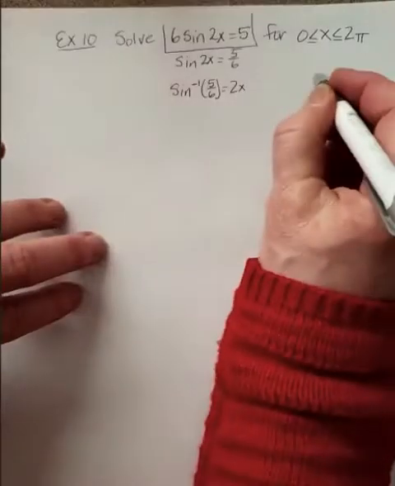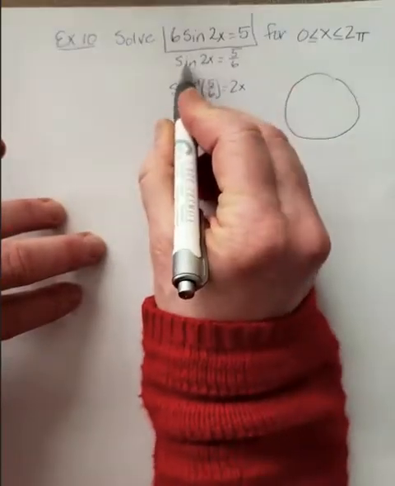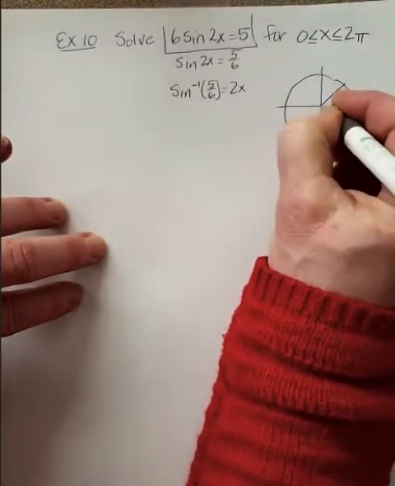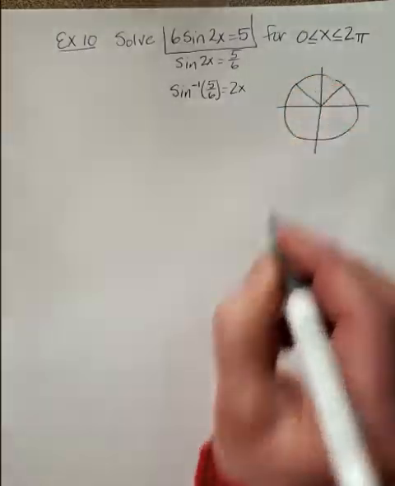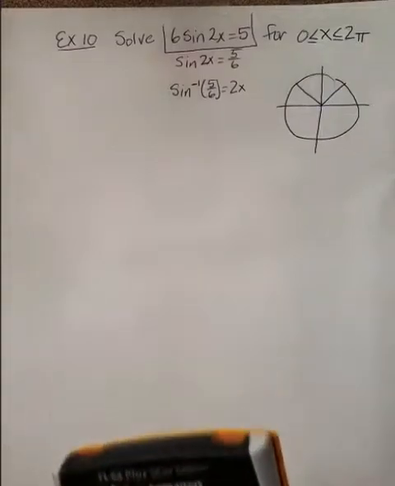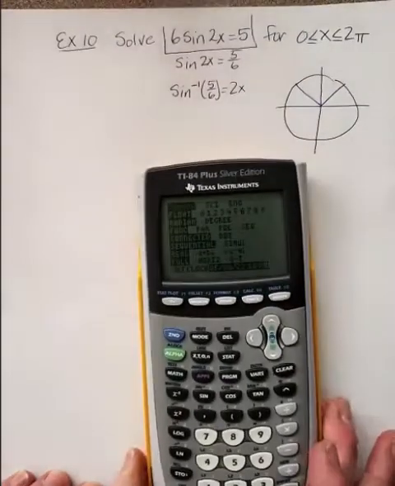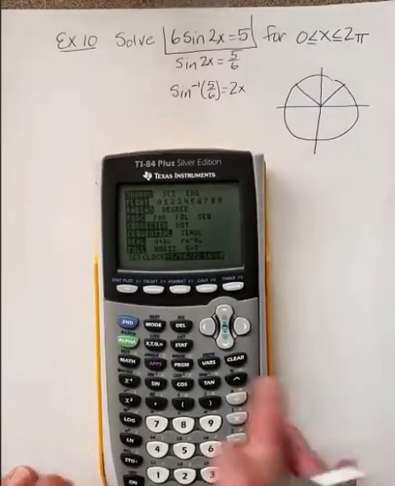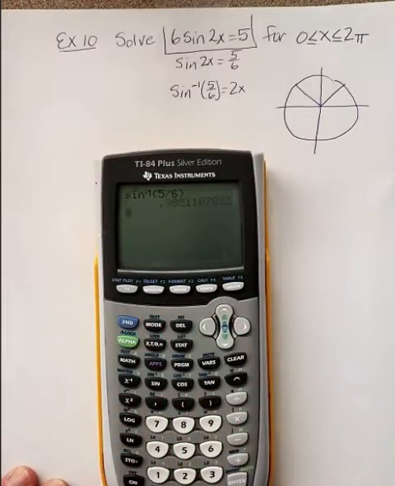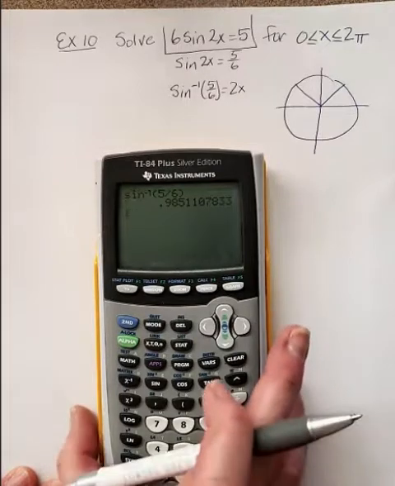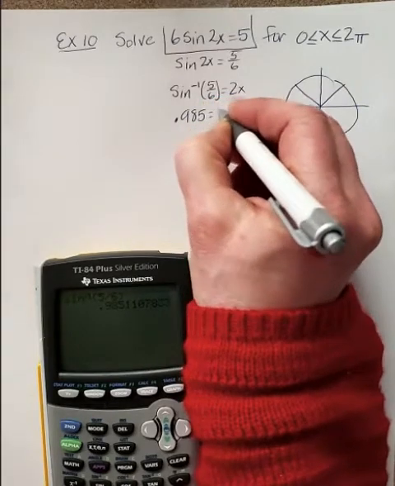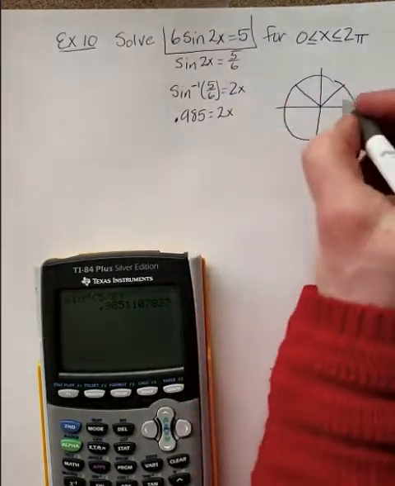Let's take a look on the unit circle and see where the sine is actually positive 5/6. That's going to happen in quadrant 1 and in quadrant 2. This angle measure is going to be the sine inverse of 5/6. Let's make sure my calculator is in radian mode, and it is. And I'm going to do the sine inverse of 5/6. That gives me about 0.985 radians. So 0.985 radians is equal to twice the angle measure I want. I'm going to put 0.985 here.